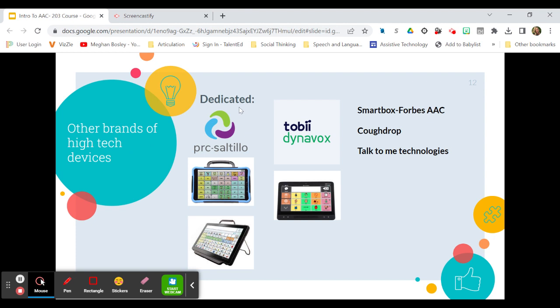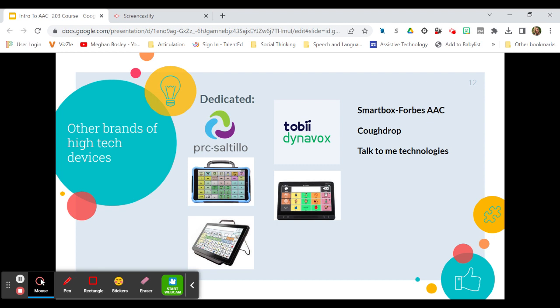So some of these dedicated devices, this is one of our main brands that we have used a lot: PRC Saltillo. They used to be two different companies, and now they have merged into one. Saltillo produced the NovaChat, and they have a Word Power vocabulary that we typically use. And then PRC produces what's called the Accent, and they use a Unity vocabulary system that you can only get on their dedicated devices.